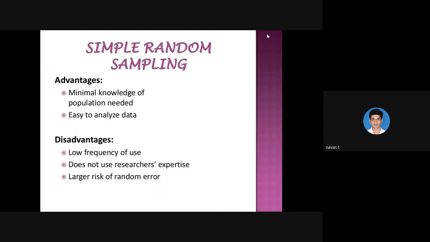Now, what are the advantages of simple random sampling? In simple random sampling, only minimal knowledge of the population is needed, and it is easy to analyze the data. Because we are using minimal knowledge about the population, there is a large risk of random error. Therefore, researchers do not directly use simple random sampling for their research purpose.